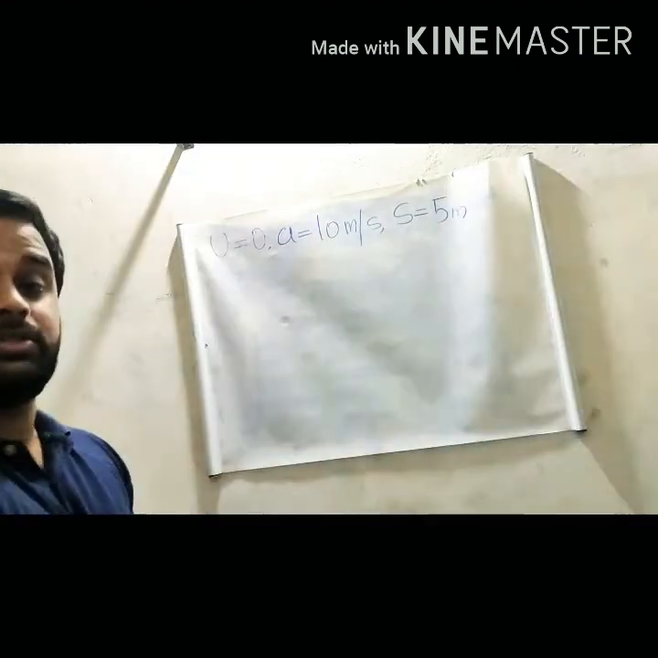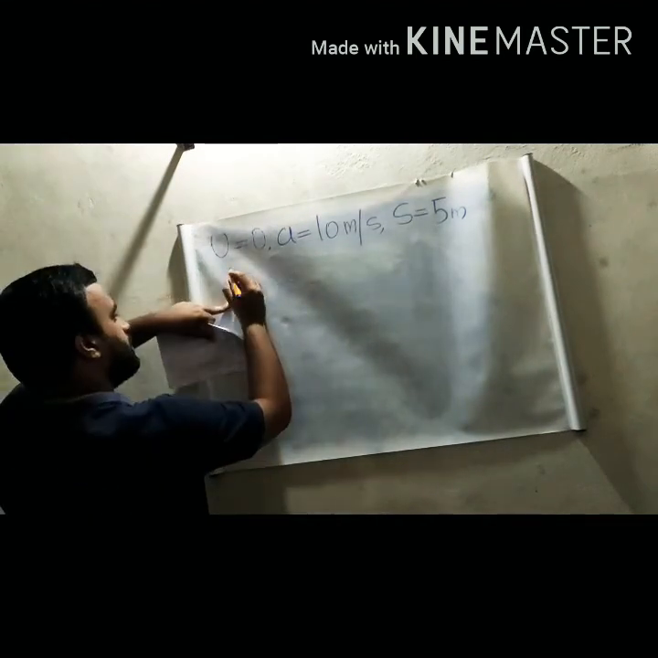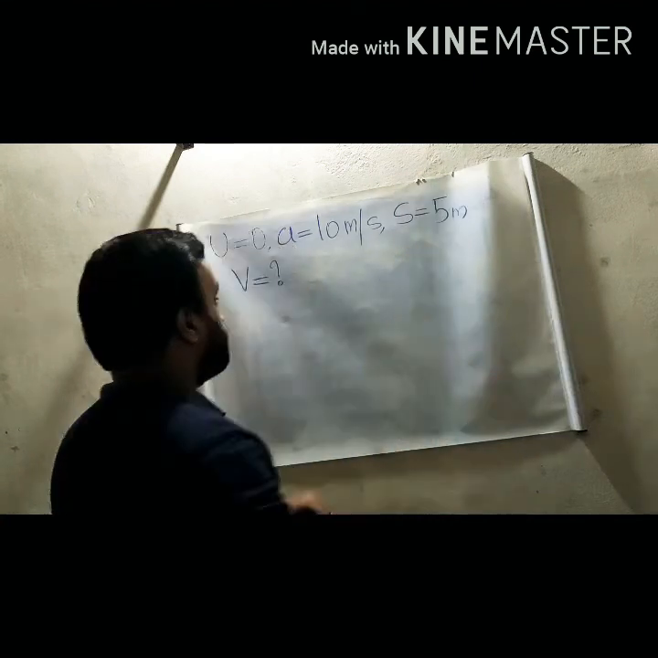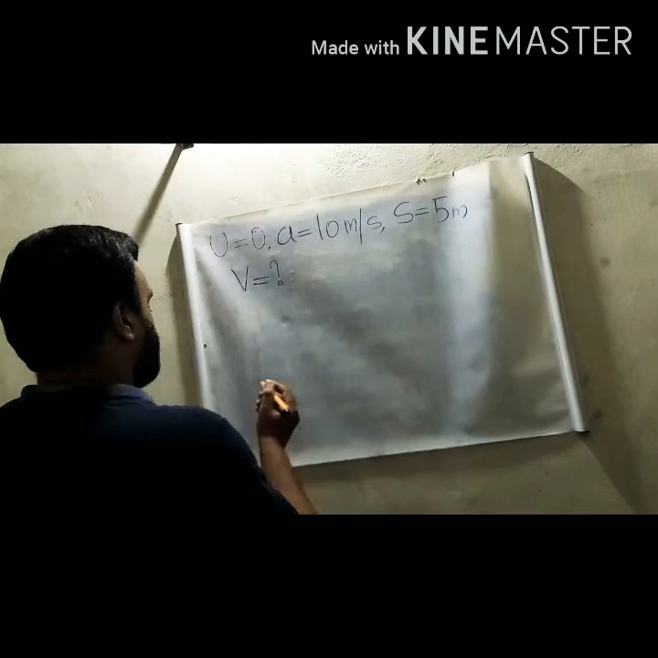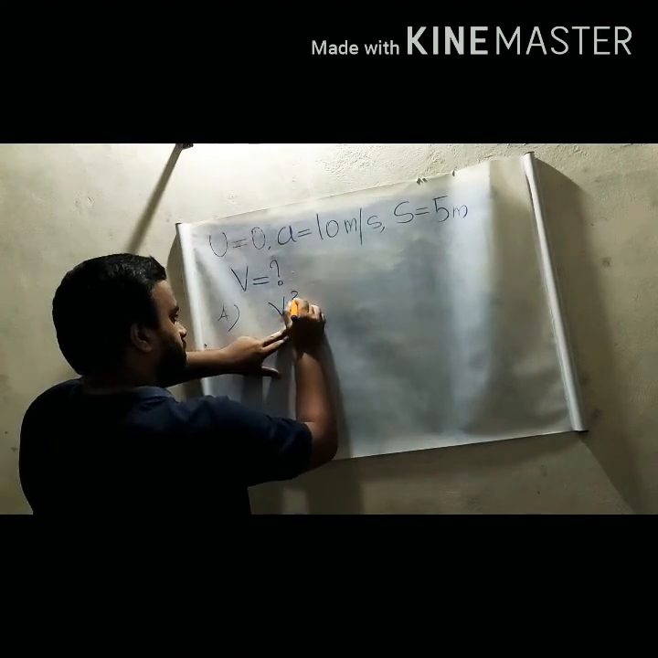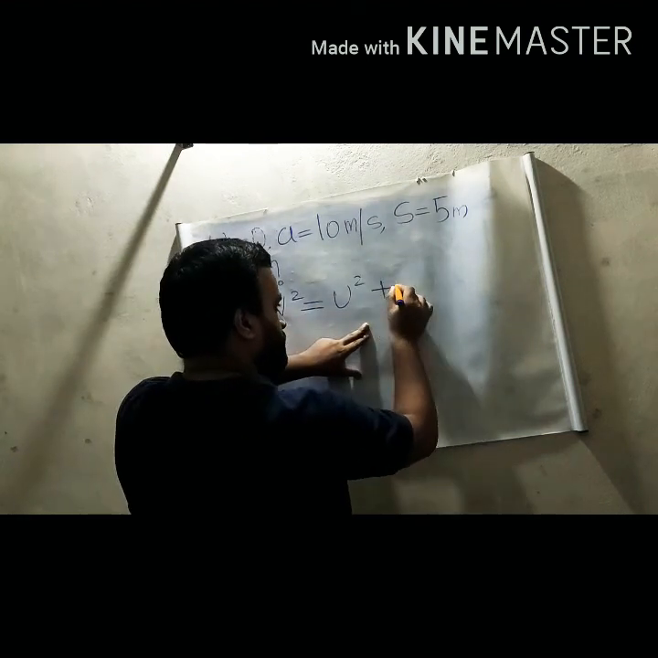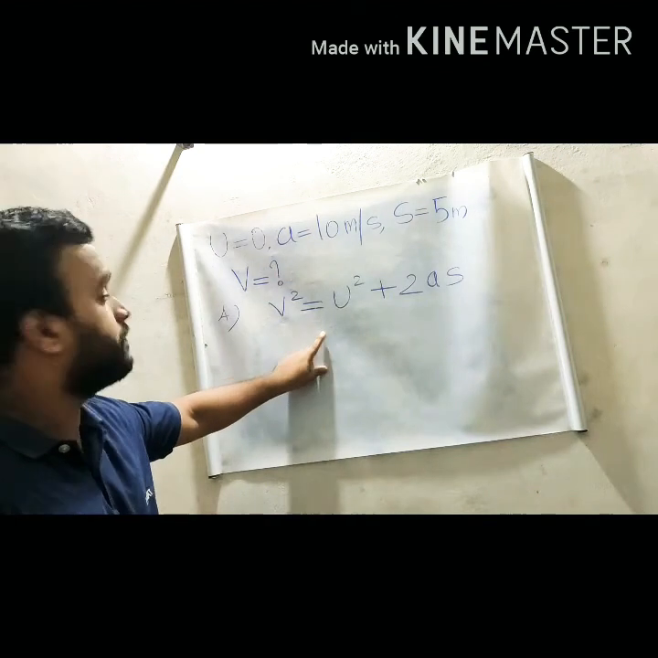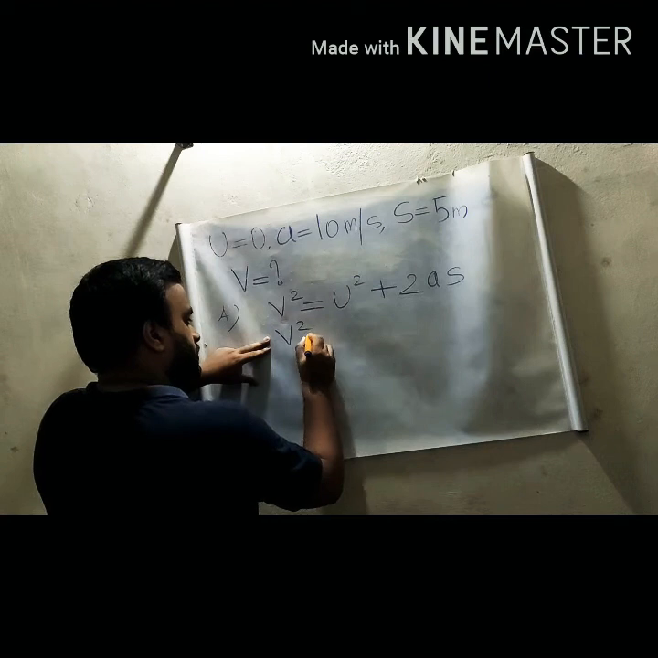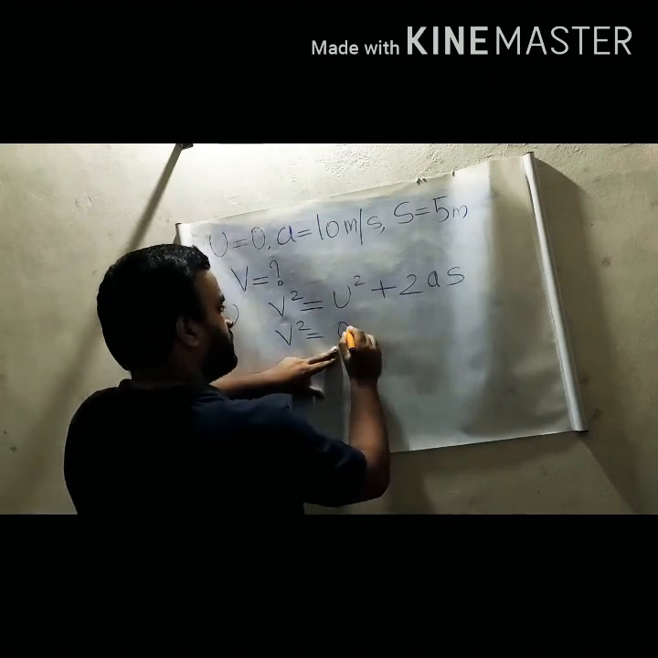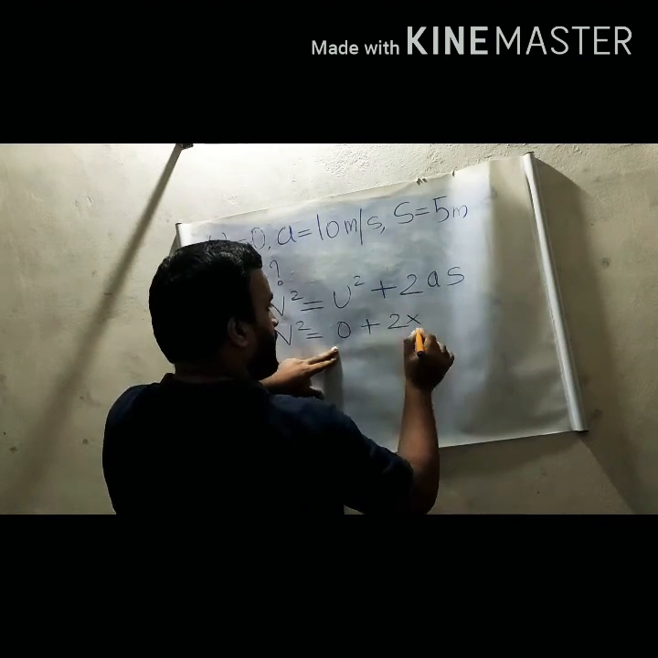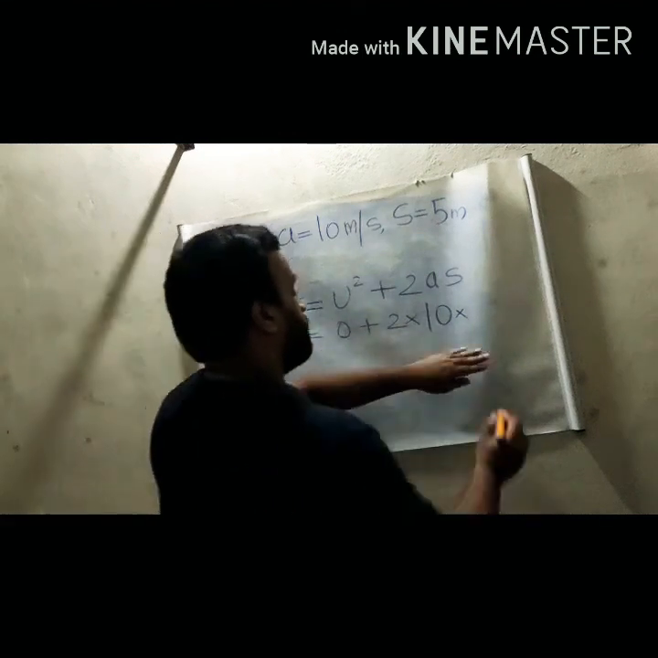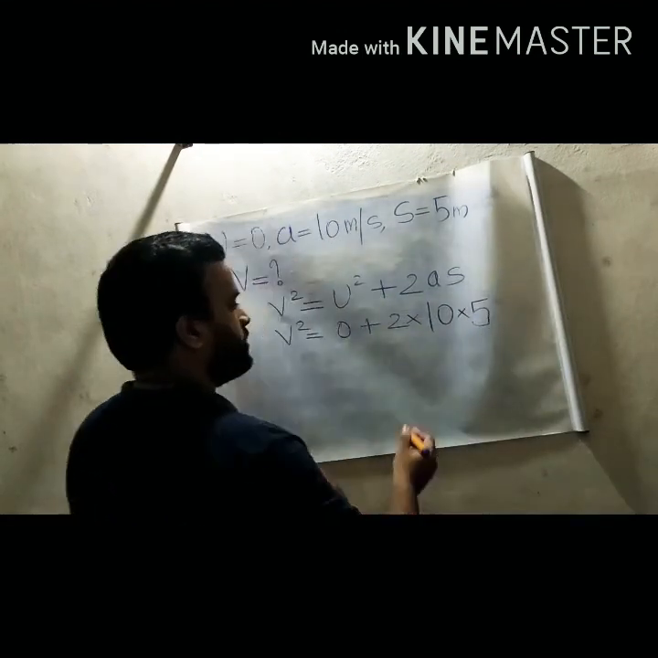We want to find out the velocity of the object, the term v. So what's the equation? V square is equal to u square plus 2as. It's a formula. So let's do that. U is 0, so 0 square is 0, plus 2 into a, a is given 10, into the displacement, which is already given as 5.